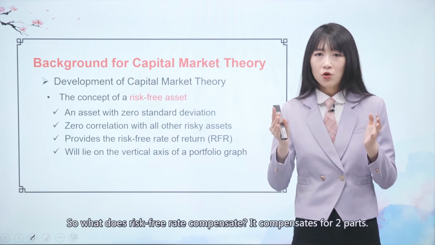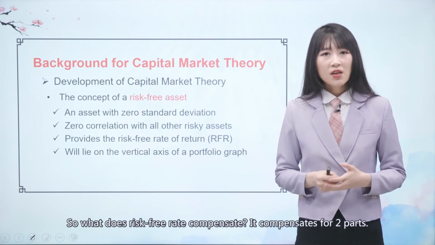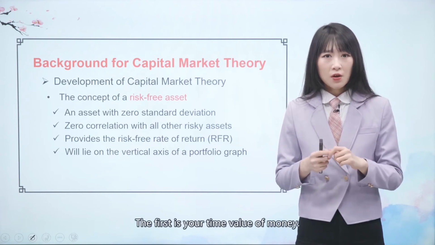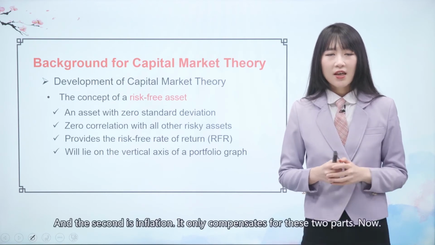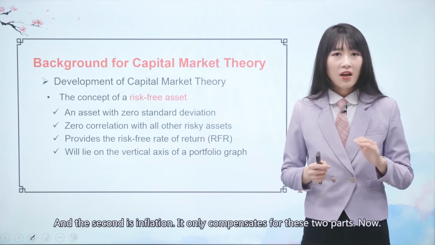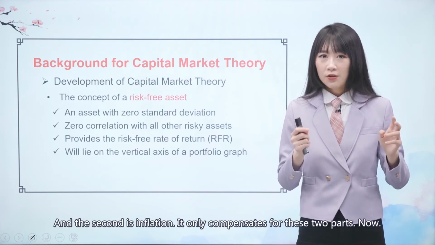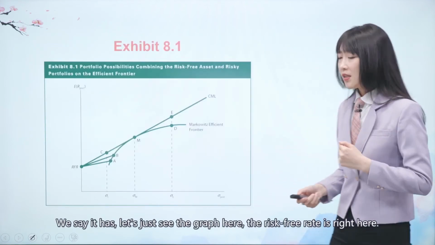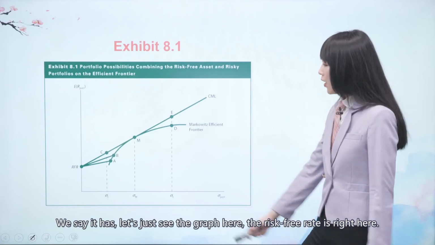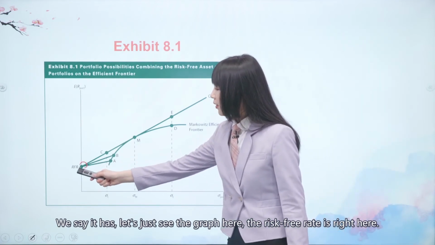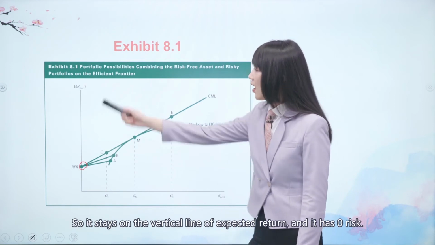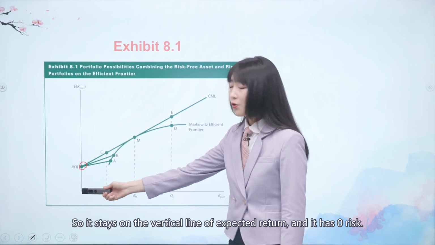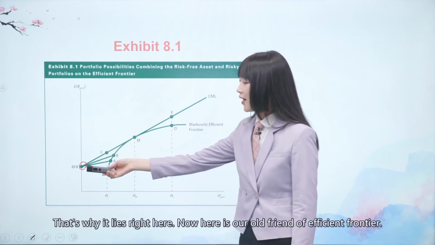So what does the risk-free rate compensate? It compensates for two parts. The first is your time value of money, and the second is inflation. It only compensates for these two parts. Now, let's just see the graph here. The risk-free rate is right here. So it stays on the vertical line of expected return, and it has 0 risk. So that's why it lies right here.